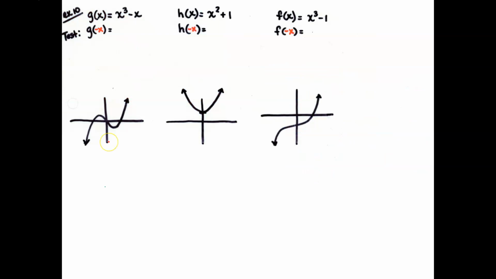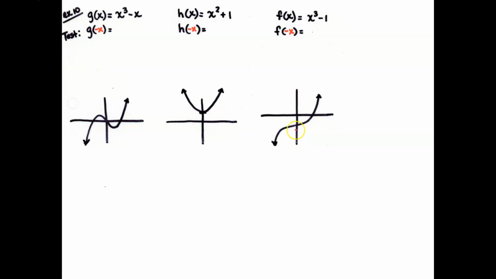Looking at this first graph, can you fold this on the y-axis and it fold on top of itself? No. Can you turn it upside down and have the same picture upside down as you do right side up? Yes. So what is this? This is odd. All right, look at the next one. Can you fold this on the y-axis and it fold on top of itself? Yes. So what does that make it? Even. All right, and then look at the last one.